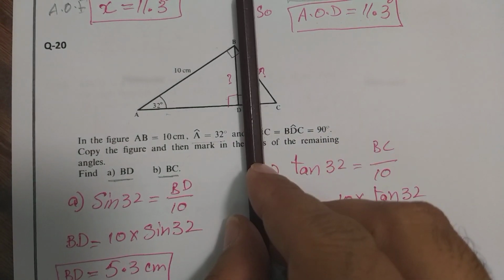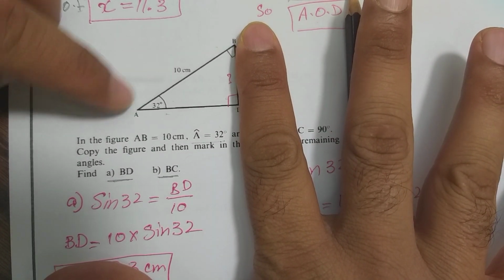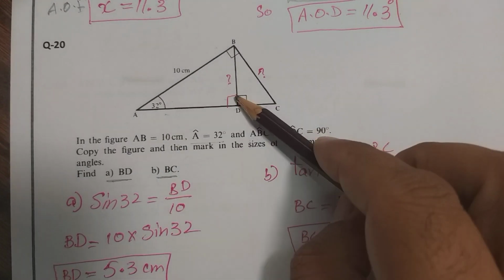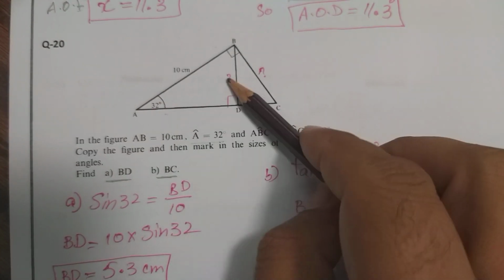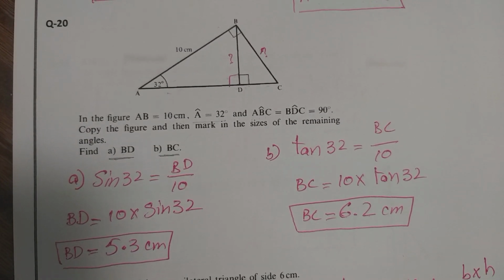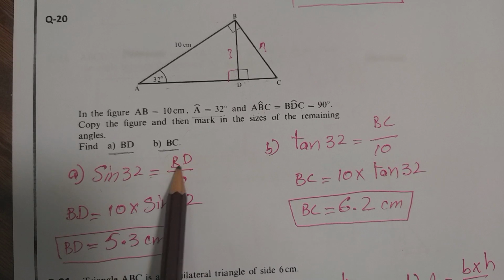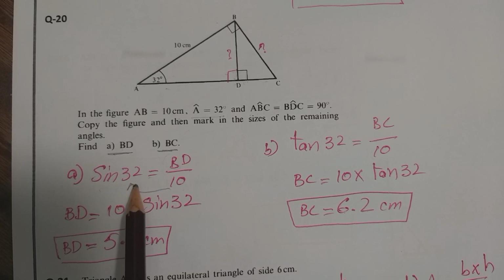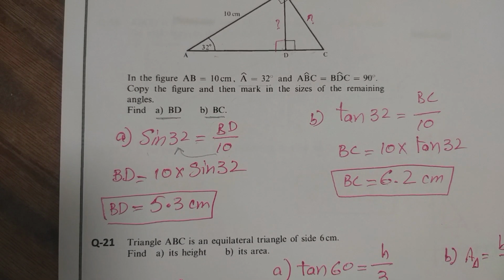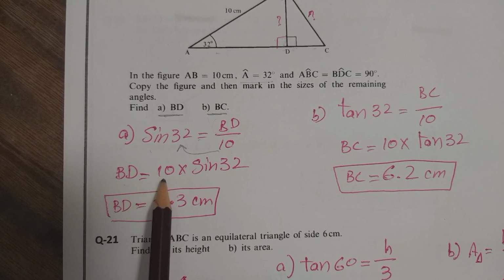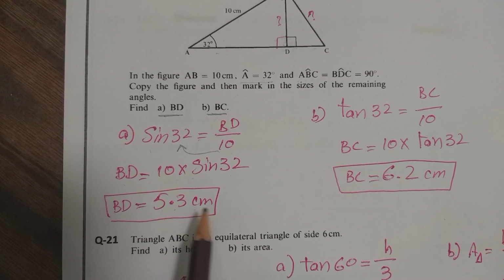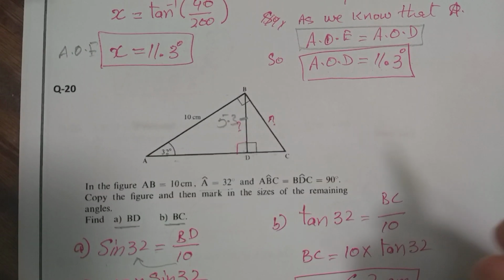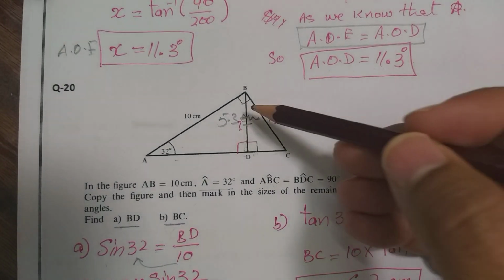If we ignore this part of the triangle, ABD is a right-angled triangle, because BD is perpendicular to this length. According to this, this is the opposite and this is the hypotenuse. Opposite over hypotenuse, we know the operation is sine. So sine 32 equals BD over 10. Division transfers to multiplication, so BD equals 10 times sine 32, you find 5.3 centimeter. So this length is 5.3 centimeter. Now we need to find BC.